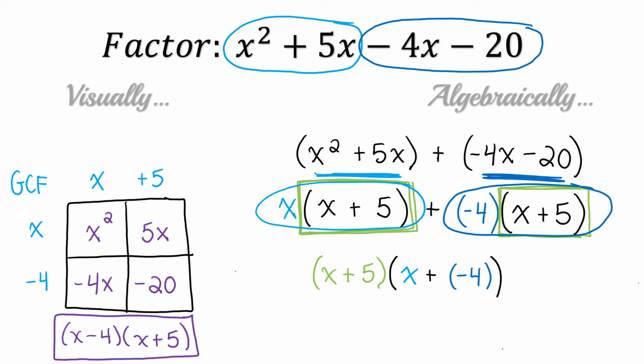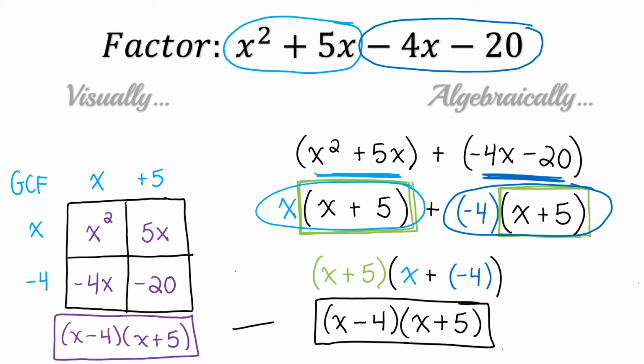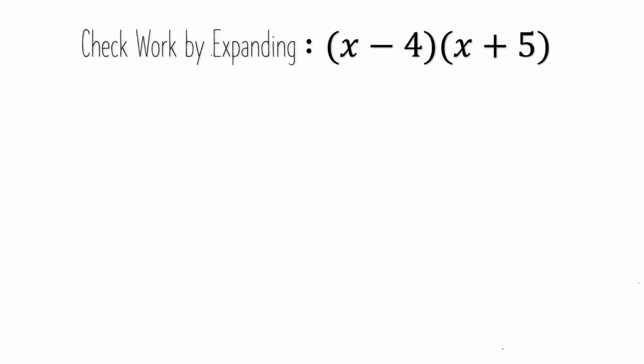Then, rewriting the plus negative 4, we have x minus 4 times the quantity x plus 5. This is the same expression that we got using the visual method. But just in case we made mistakes both times, let's check our answer. We can check our work by expanding. Let's use the double distribution method.